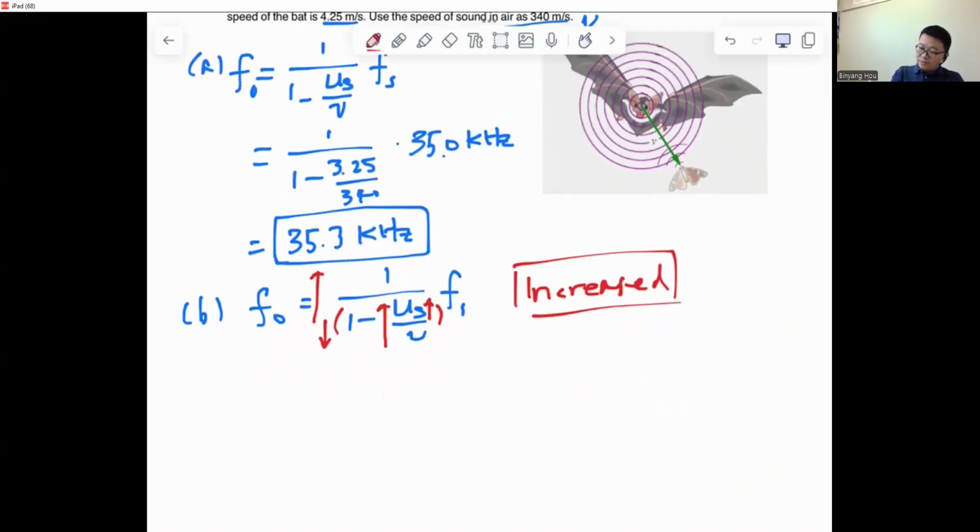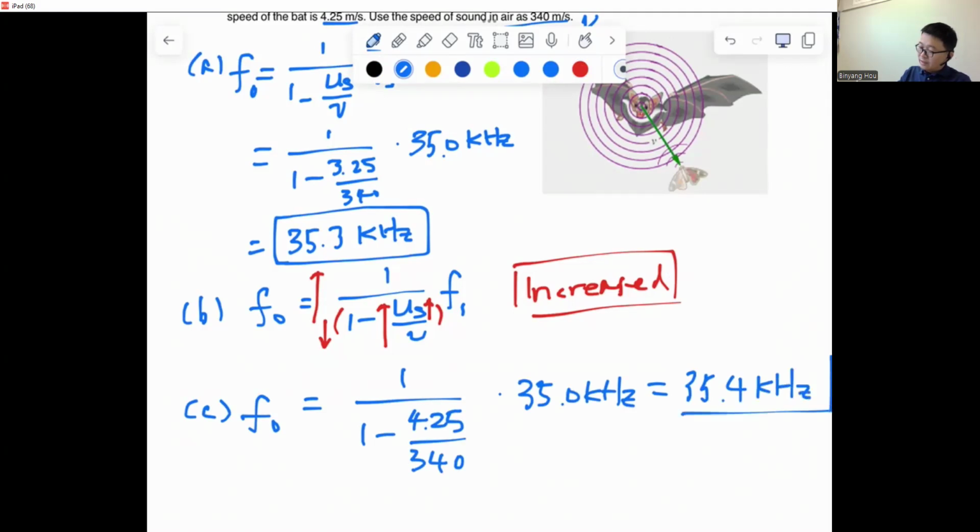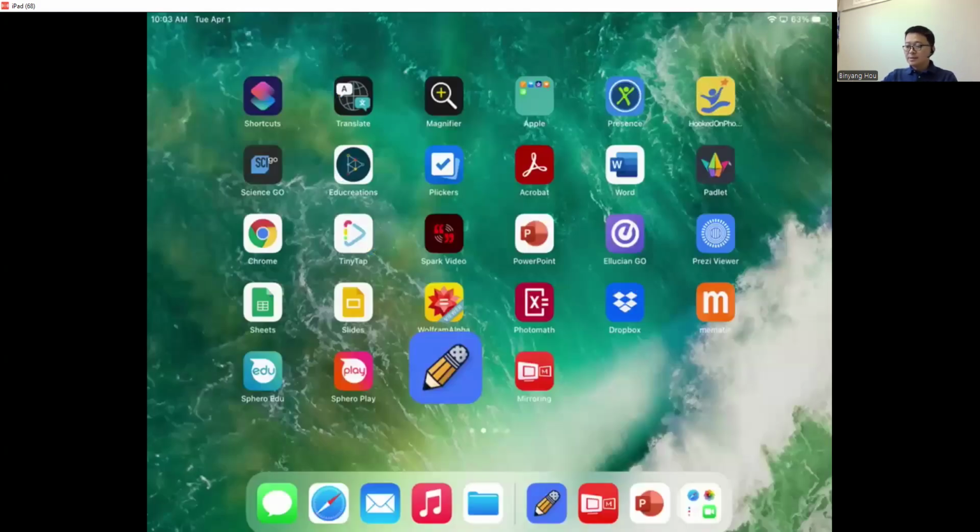Basically, you're doing what you did in A again, but just changing U_S to 4.25. So F_O should be 1 over 1 minus, instead of 3.25, 4.25 over 340, times that 35.0 kilohertz. This gives you 35.4 kilohertz, so just slightly larger. Indeed, it increases. All right, so let's go back.